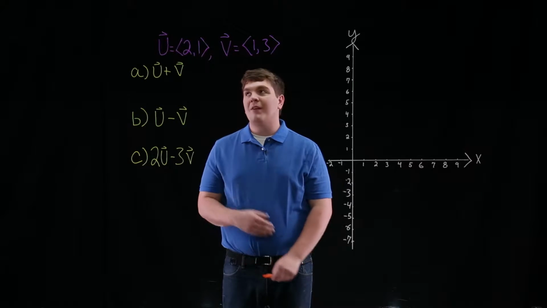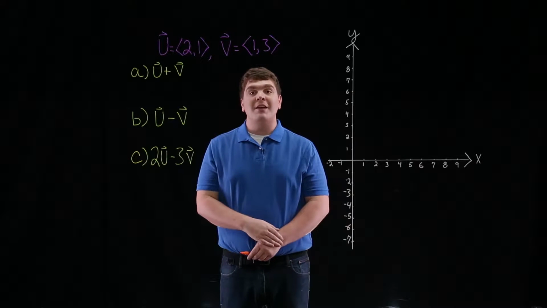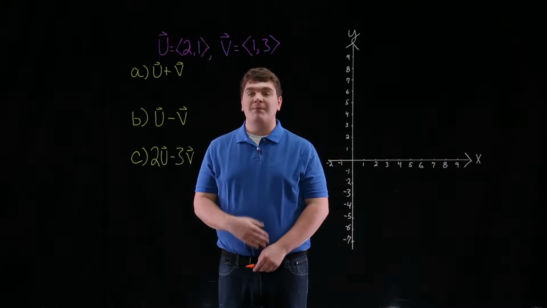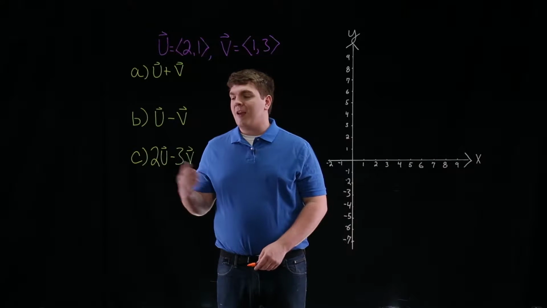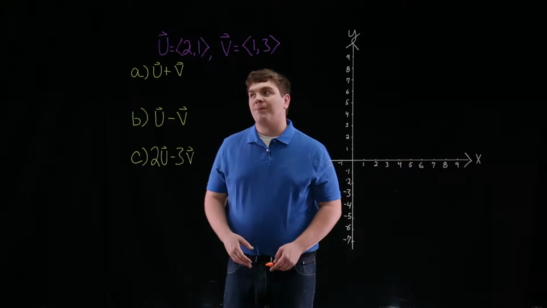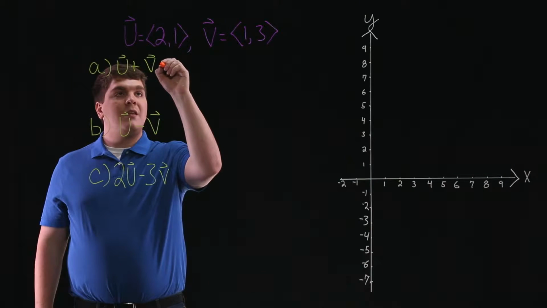For this problem, we're given the vector u is 2, 1, and the vector v is 1, 3. And we're asked to find u plus v, u minus v, and 2u minus 3v, and then sketch the resultant vectors. Let's begin by finding u plus v.